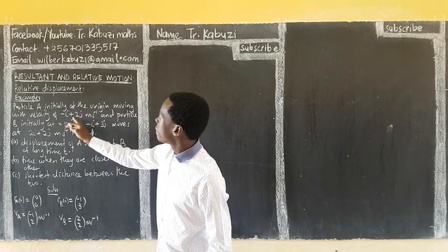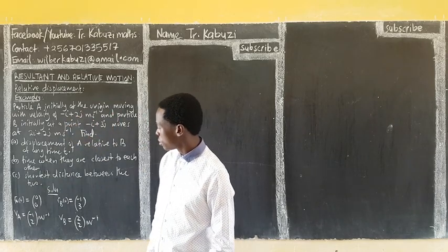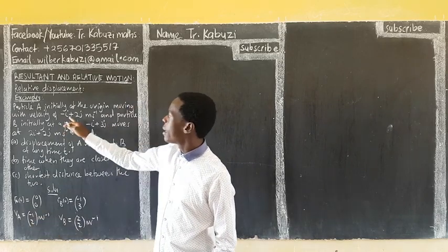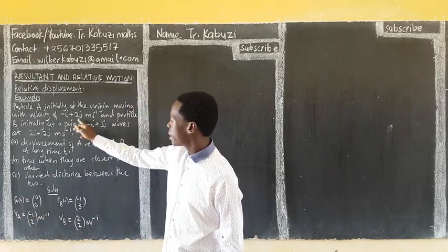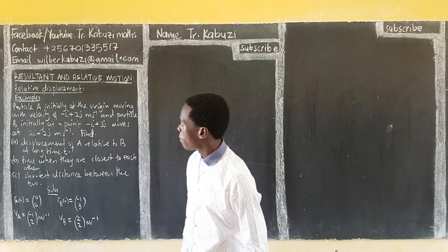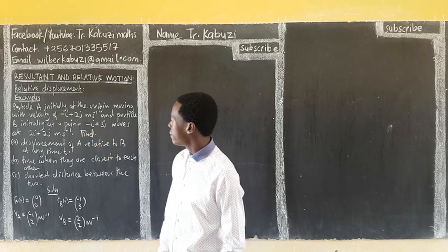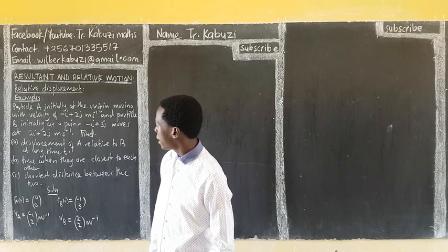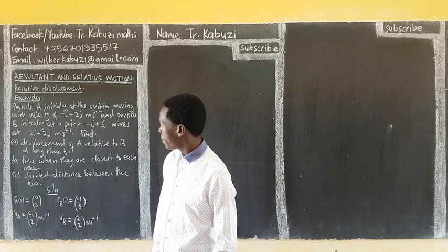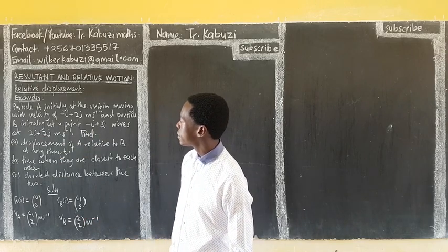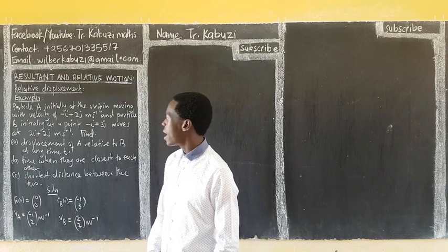Moving with the velocity of negative 1, 2. So negative 1, 2 is the velocity of A. This is the ij notation, but you can write it as a column vector. And particle B is initially at the point negative i plus 3j, and moves at 2i plus 2j meters per second.